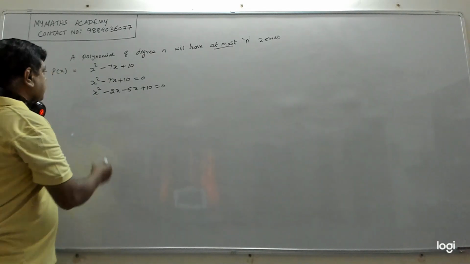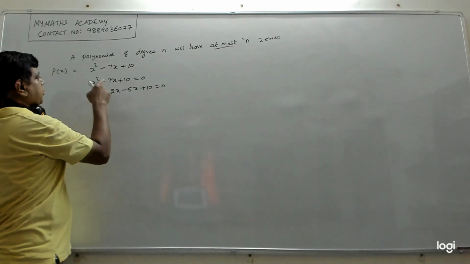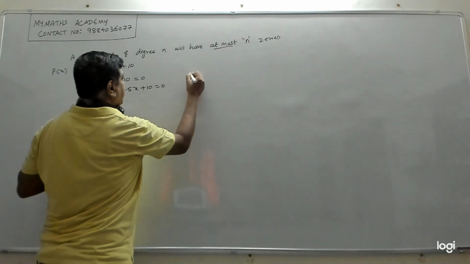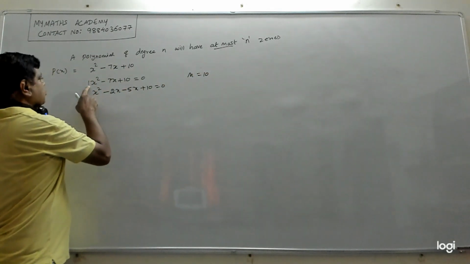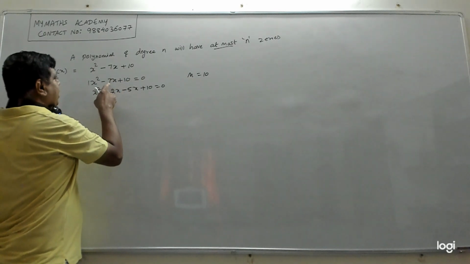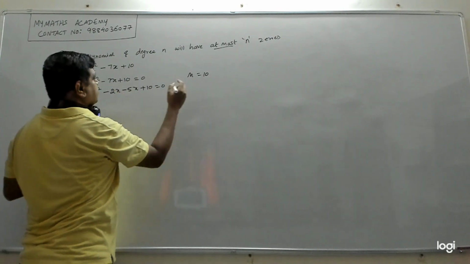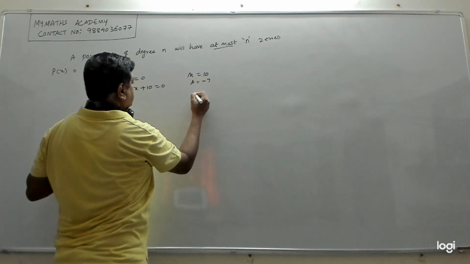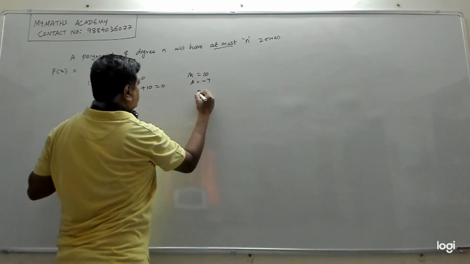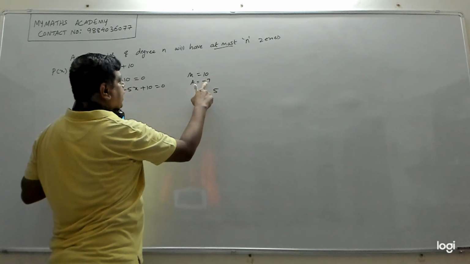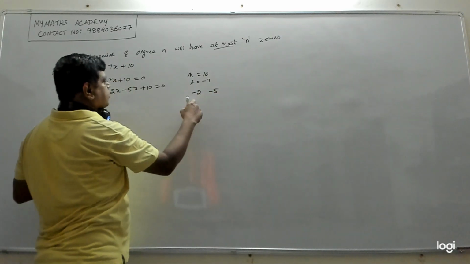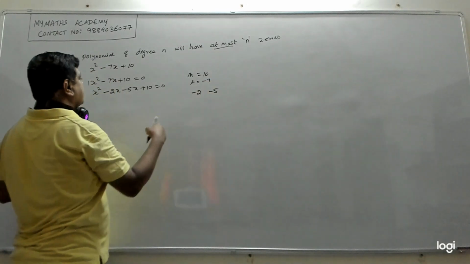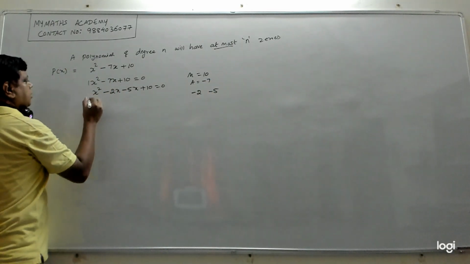So basically here the coefficient of x square is 1, so 1 into 10. When you multiply two numbers, you should get 10, and the same two numbers, if you add, you should get minus 7. So the two numbers are 2 and 5, and when I add, I should get minus 7, so both have to be minus. So minus 2 into minus 5 is 10, and minus 2 plus minus 5 is minus 7. That's how the splitting of the term is done.